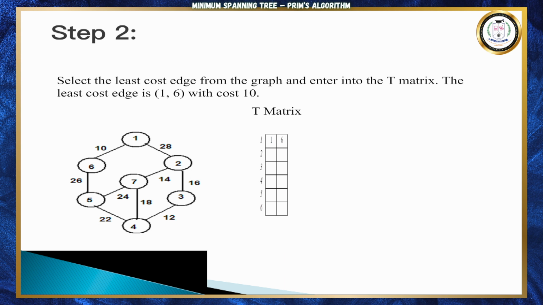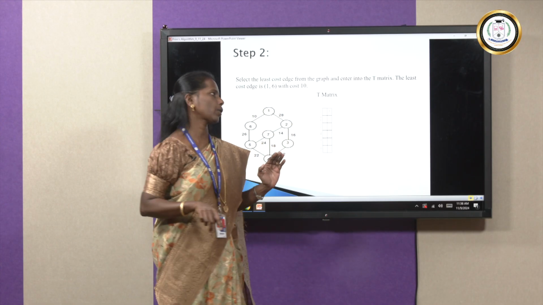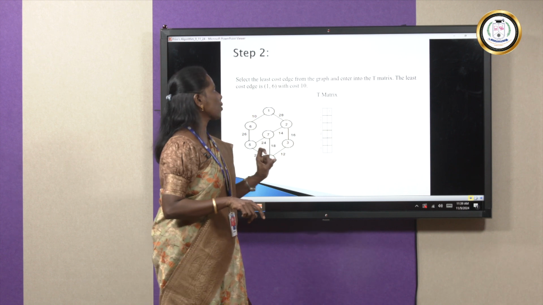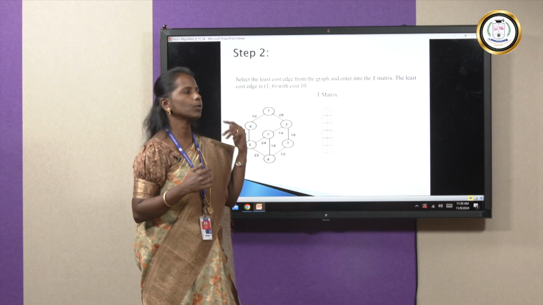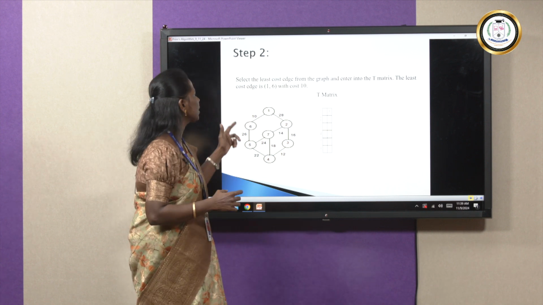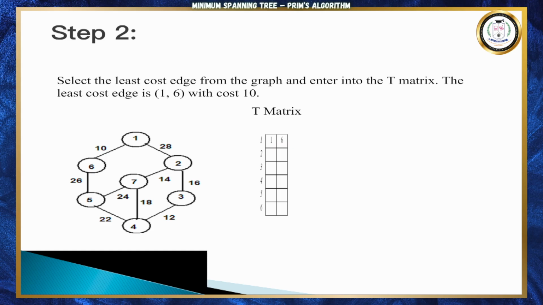Step 2: we have to design the T matrix. The number of rows in the T matrix should be n minus 1. So n minus 1 rows will be there. We have to put the first entry in the T matrix. To do that, find the least cost edge in your network. The least cost edge in the network is 10. The nodes connecting 10 are 1 and 6, so 1 and 6 we enter into the T matrix.